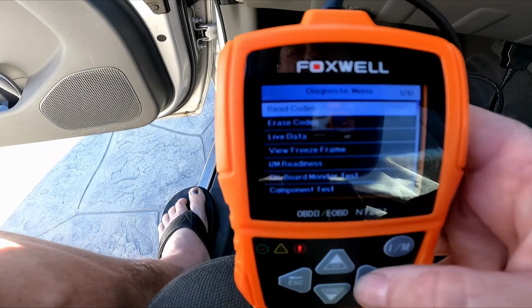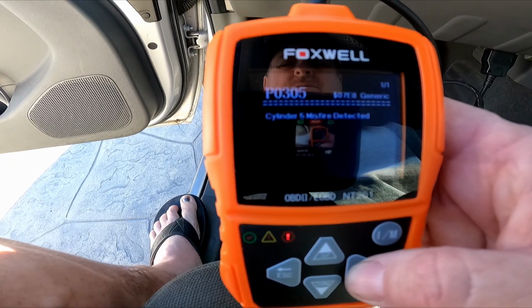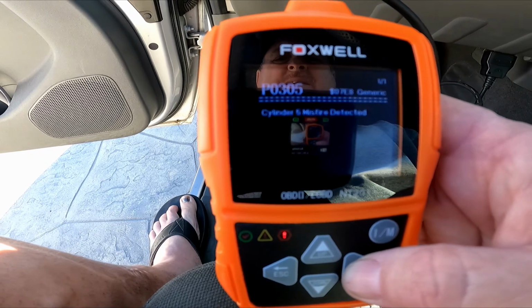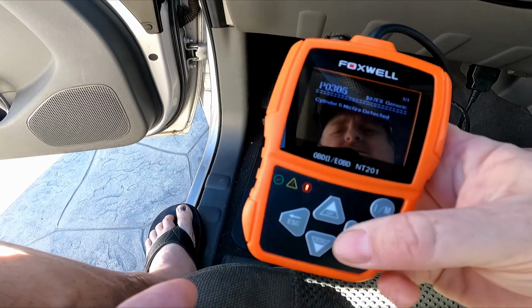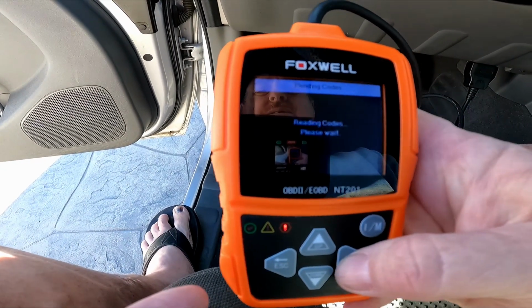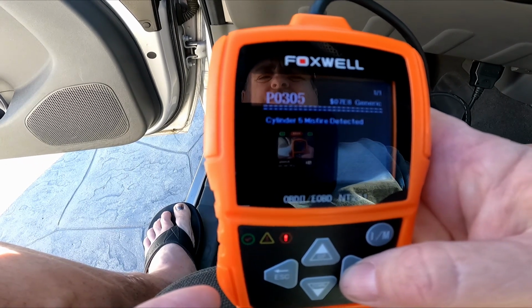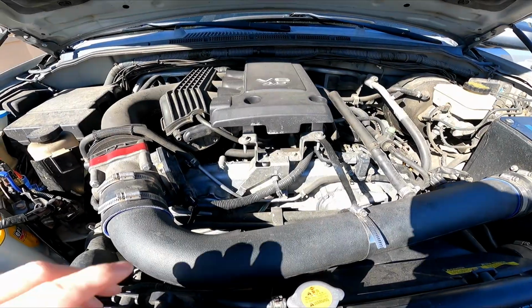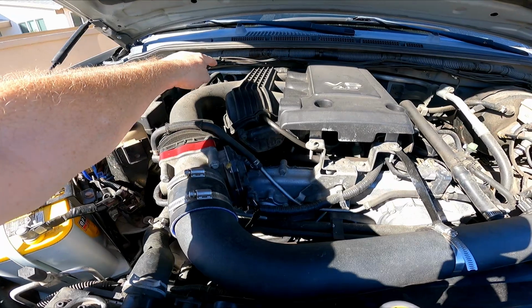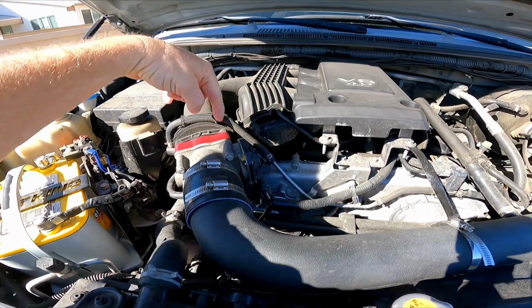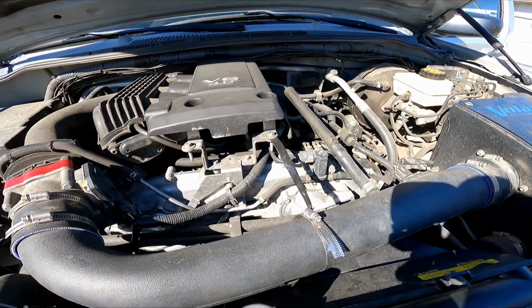So we've got read codes, stored codes. We have a P0305. That's cylinder 5 misfire detected. Let's go back, check pending codes, see if there's anything there. Same thing, P0305, cylinder 5 misfire detected. So looking at the front of the engine, cylinder 5 is the furthest cylinder on the passenger side. You have 1, 3, and 5, 2, 4, and 6 on the driver's side.